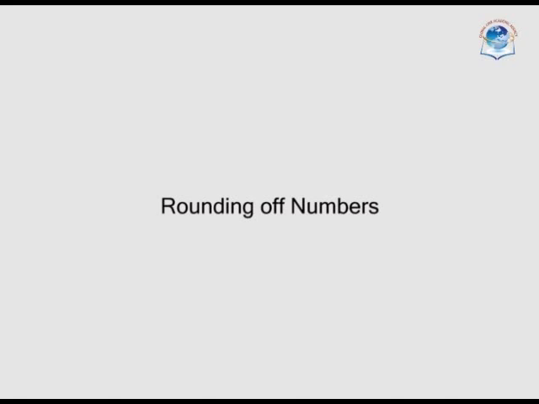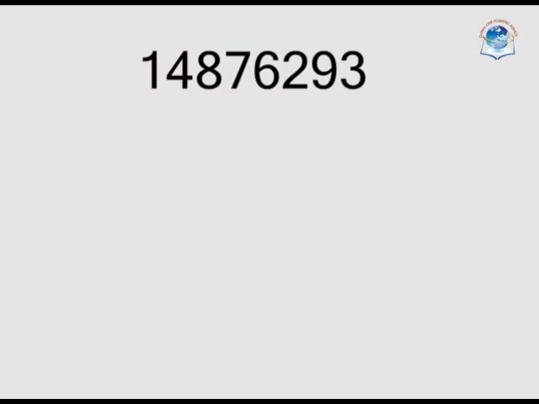Finally, rounding off numbers. Let's go back to the population figure of Kenya. 14,876,293. Now, if such a figure is provided, it simply suggests that the person who did the survey was so accurate, so much so that he counted the people to the last man standing, which in practical sense is not possible. What we normally do is give an estimated value which could be higher or lower than the actual figure. We call that rounding off.